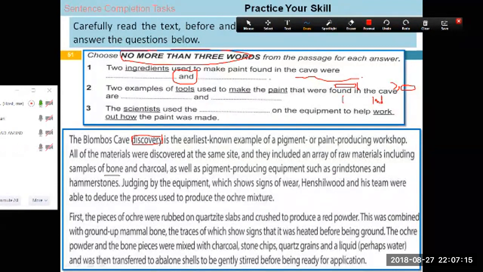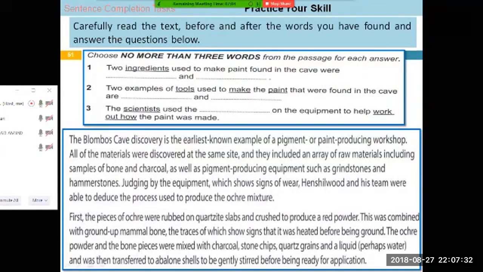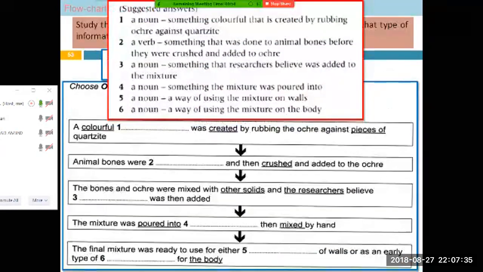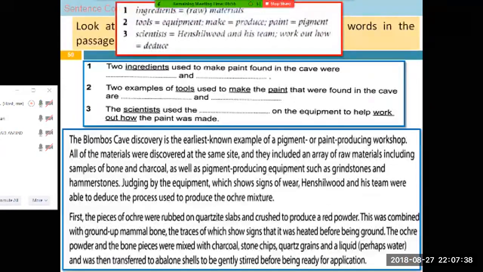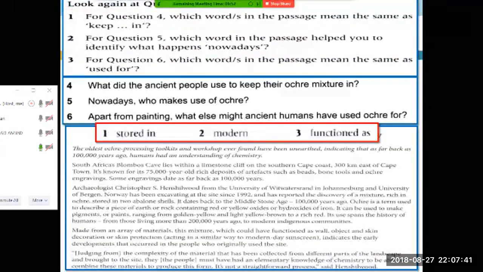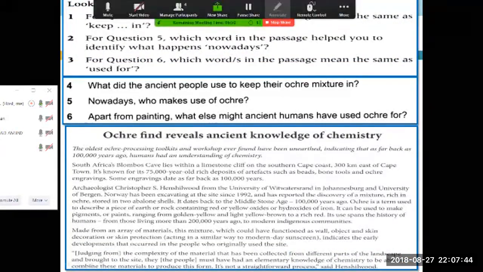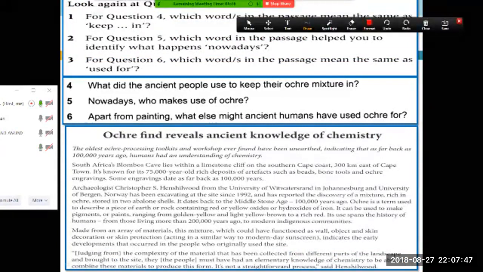I know you won't be able to recall it because you had read it only once. I teach this thing at least once every month, so I remember that part. But let me go back and just show you that, and then I'll come back. Now, do you remember this subheading, the oldest ochre processing toolkits and workshop ever found? Do you remember this now?